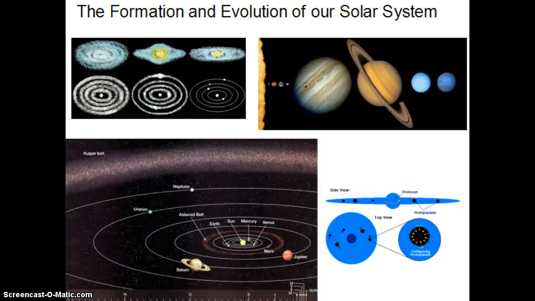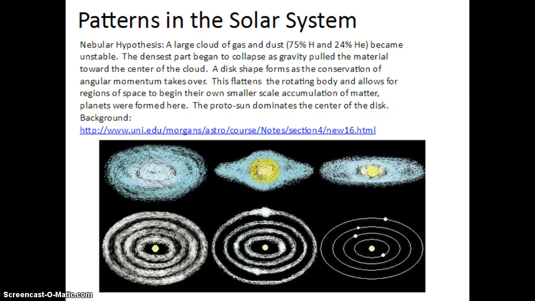Today's lecture is going to be on the formation and evolution of our solar system. Here, when we talk about patterns in the solar system, the emergent theory or hypothesis is that it formed out of a nebular cloud. This is a large cloud of gas and dust, about 75% hydrogen and 24% helium, that became unstable. The densest part began to collapse as gravity pulled the material toward the center of the cloud, as you can see in these animation pictures down here.